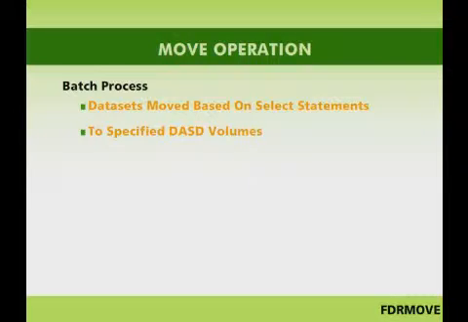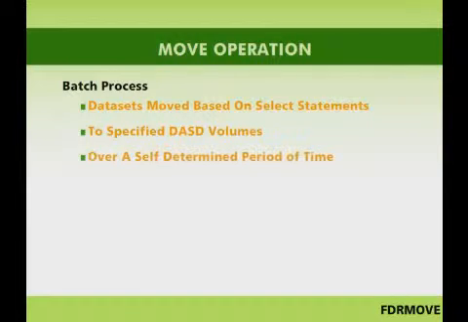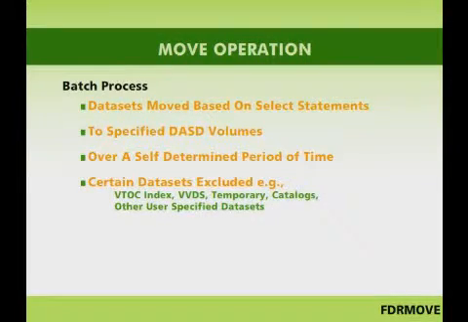FDRMOVE constantly checks to see if any active datasets that are eligible by selection become inactive. As they do, these datasets are also moved to the new disk volumes. The MOVE operation continues until all selected datasets have been successfully moved or you decide to stop the job. There is an unmovable table that should be used to keep datasets from moving with FDRMOVE, such as the RACF database, but which can easily be moved with FDRPAS if required.